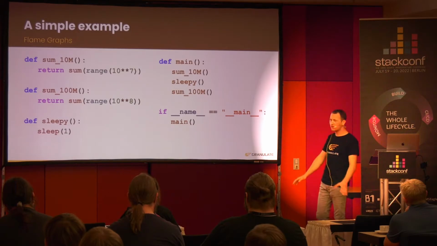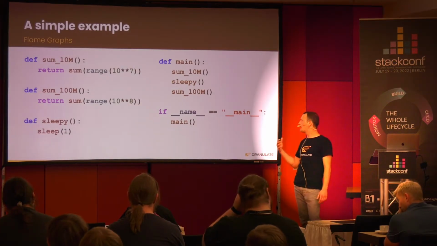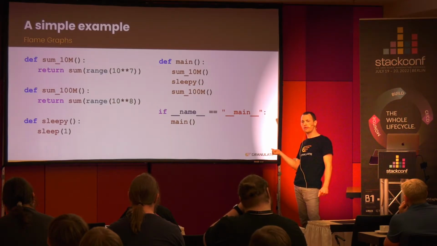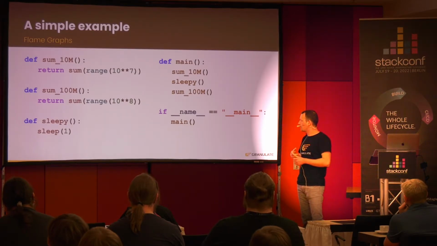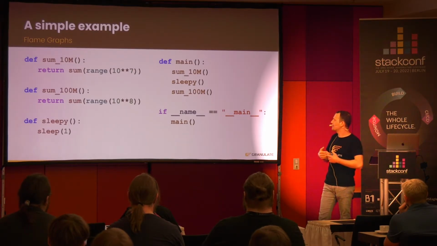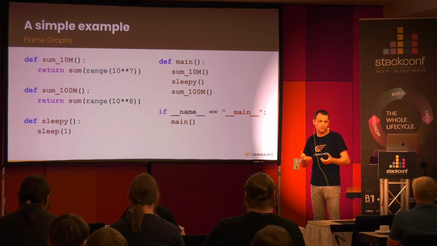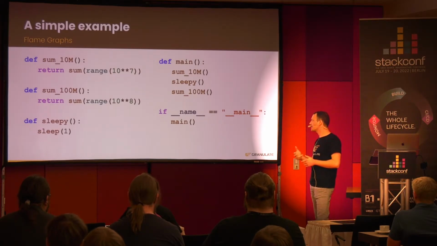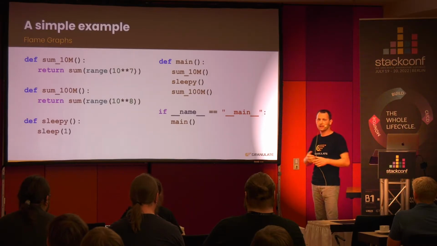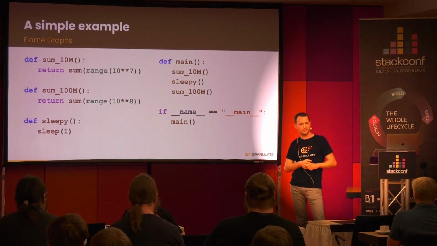And now let's pause for a second and try to guess how the flame graph of this program would look. So regarding the sum functions, it's pretty easy, right? We expect that much of the flame graph is taken by the sum 100 million function. About 1/10 of this amount will be taken by the sum 10 million function. But what about the third function? What about the sleeping function?